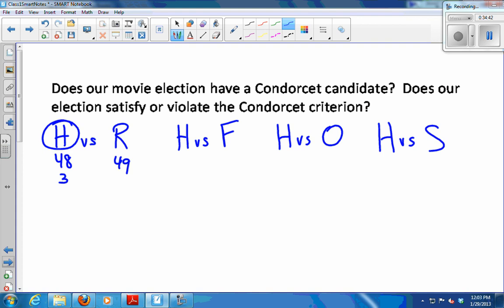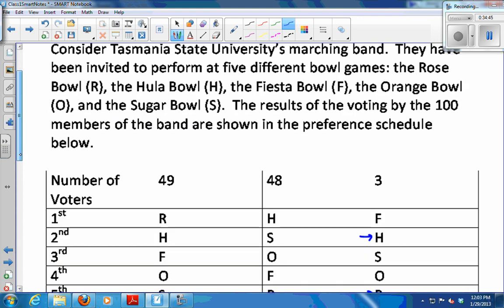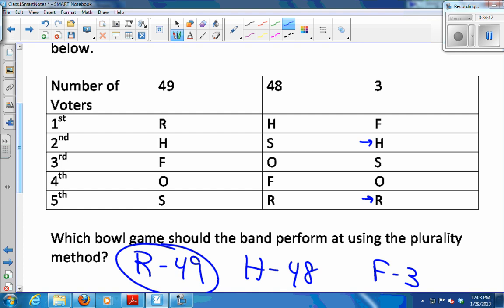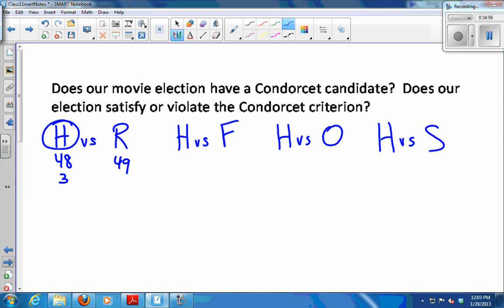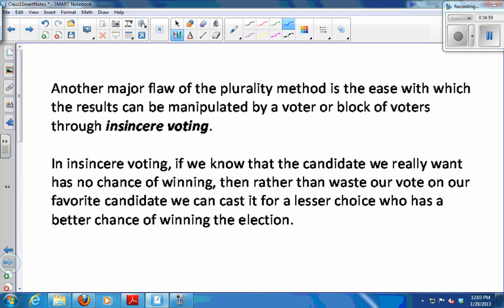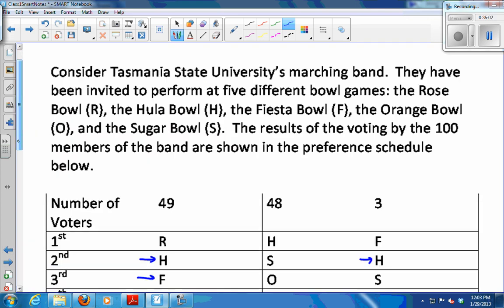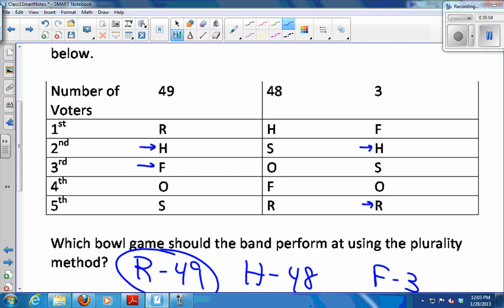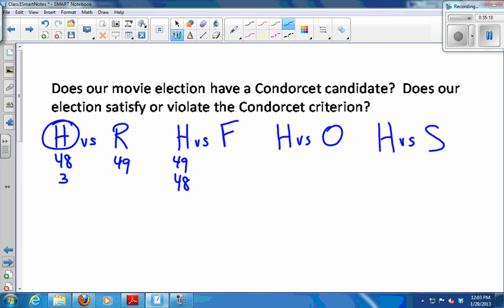All right, so let's do a head-to-head matchup, Hula versus Fiesta. So these 49 people, if they have to choose between Hula and Fiesta, who do they pick? Hula, ranked above Fiesta, so we give 49 to Hula. These next 48, do they choose Hula or Fiesta? Hula. And these 3, Hula or Fiesta? Fiesta, because they have it first. So 48 more go to Hula and 3 go to Fiesta. So this one ends up 97 to 3, Hula to Fiesta.